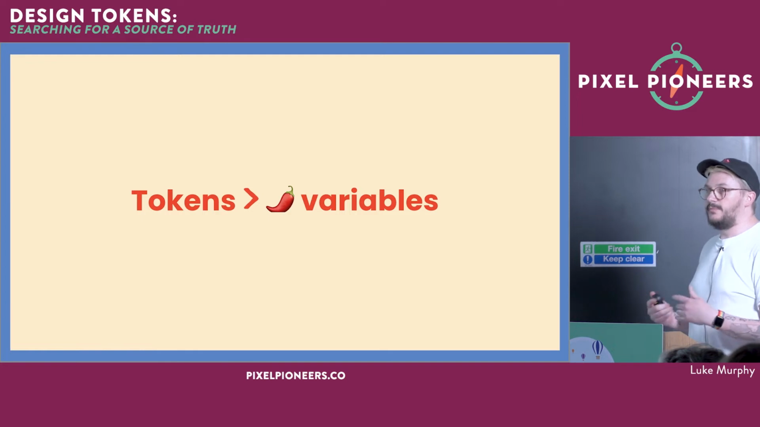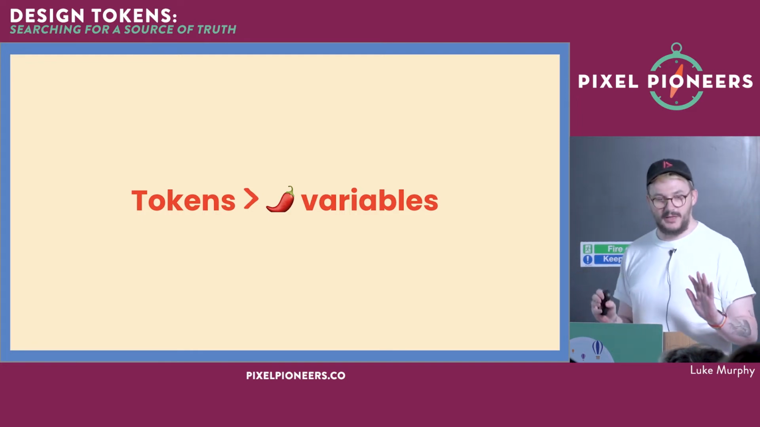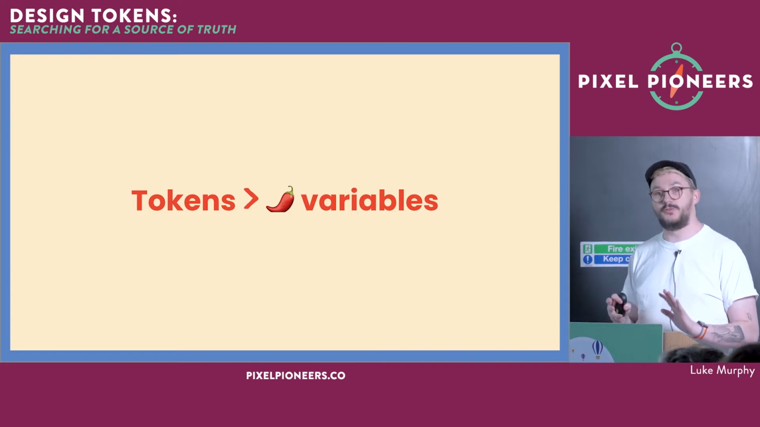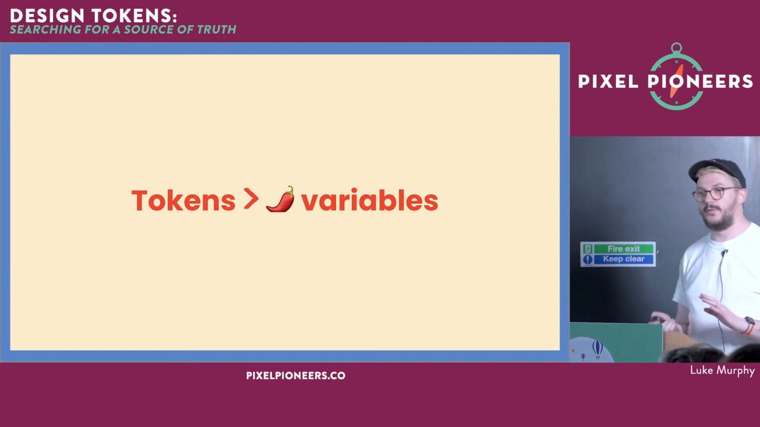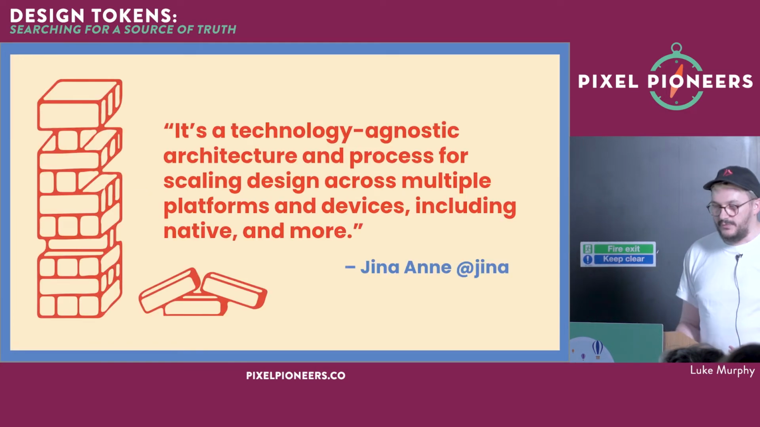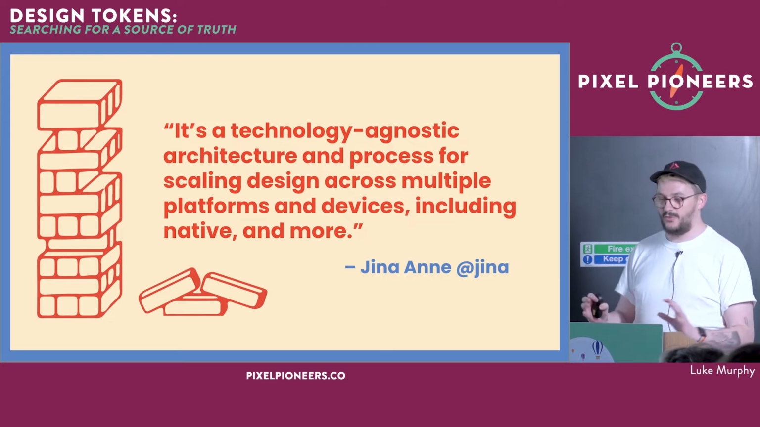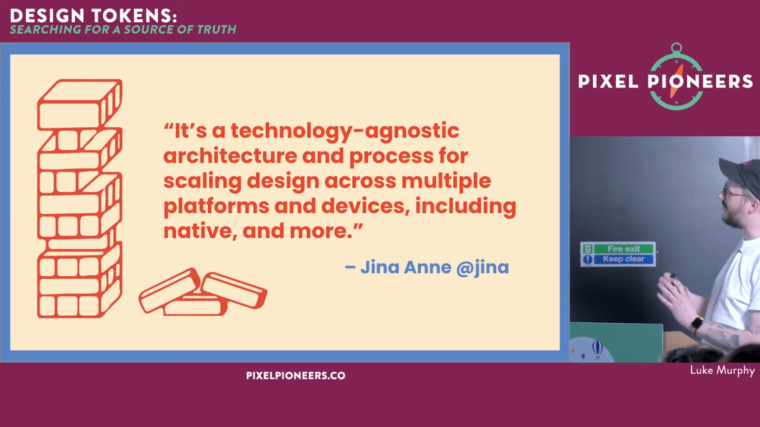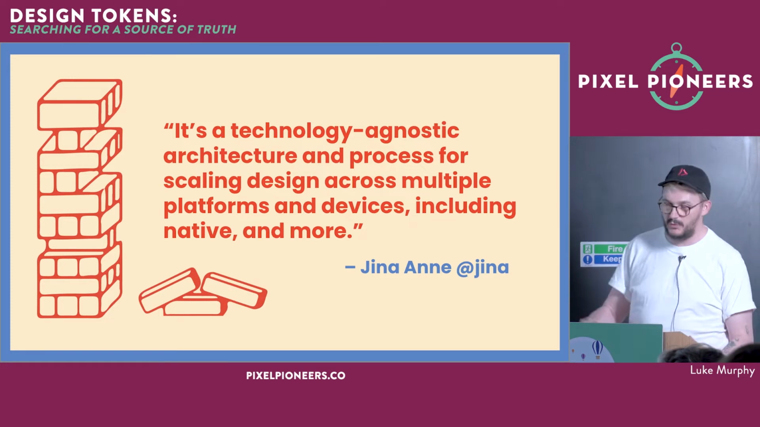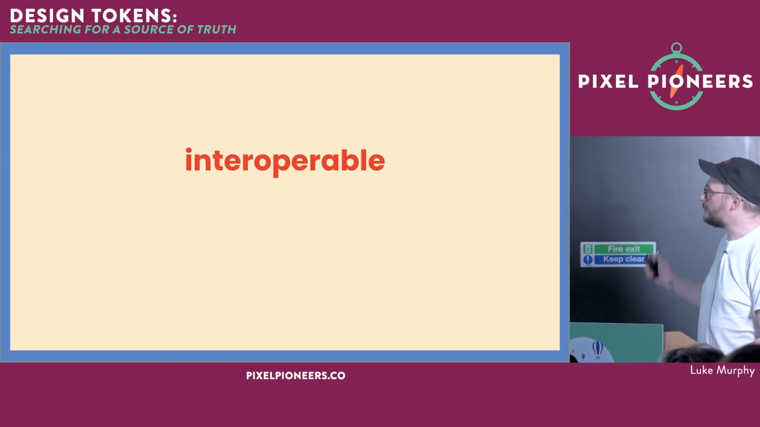And this is what I mean by more than spicy variables. Yes, tokens can be set up in a very simplistic way, but reducing them to variables is kind of like reducing responsive design to media queries. Just like responsive design encompasses a whole approach to design, design tokens are a technology-agnostic architecture and process for scaling design across multiple platforms and devices. But what does that mean?